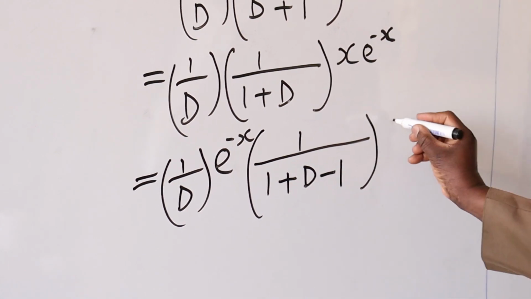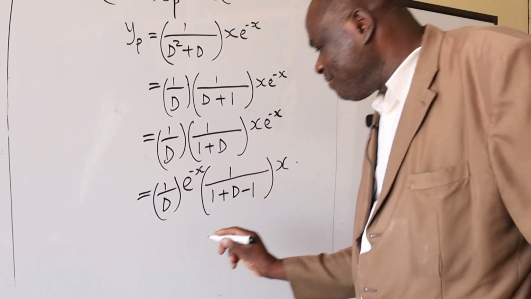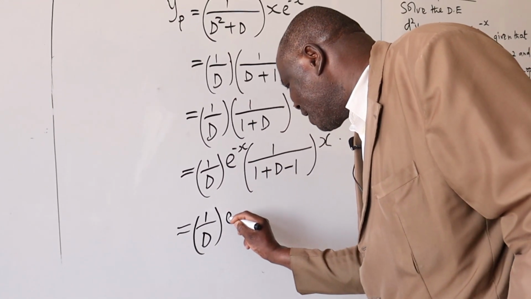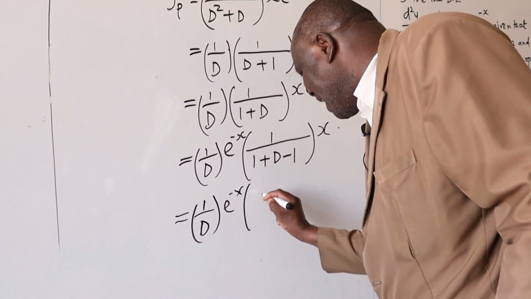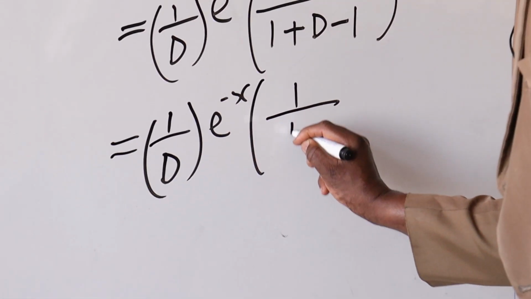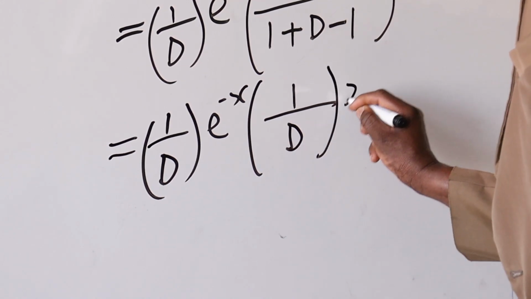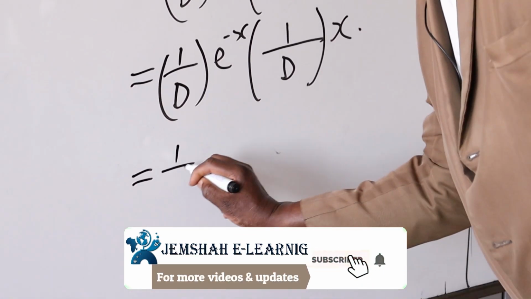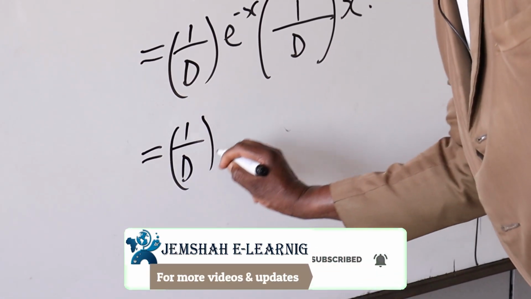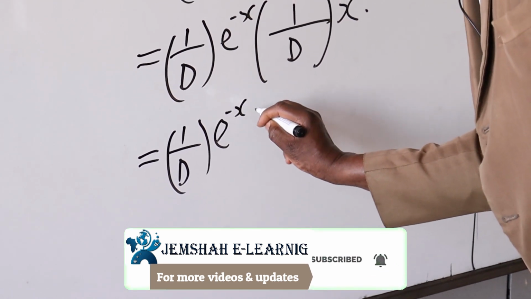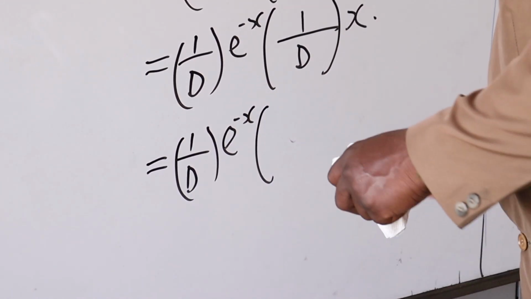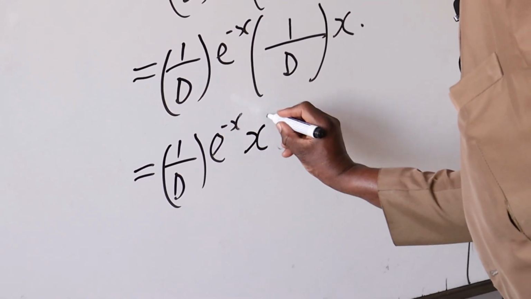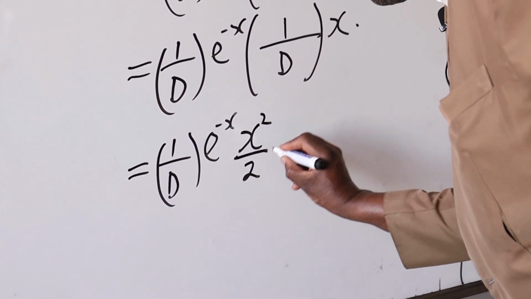Now we let this one act on x, which will be equal to 1 all over D multiplying the exponential, multiplying 1 all over D, now acting on x, which gives us 1 all over D to multiply e power minus x. But 1 over D multiplying x, that is we are integrating x. So we get x squared all over 2.